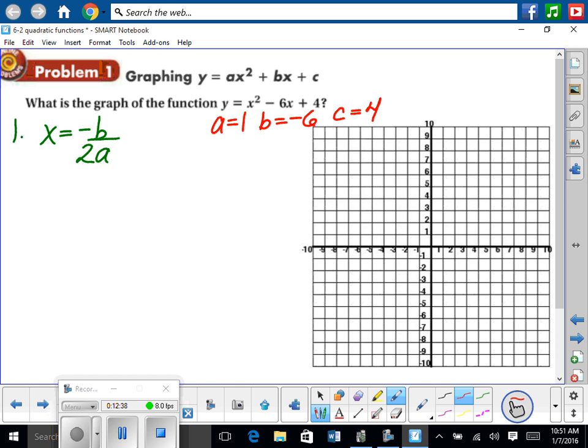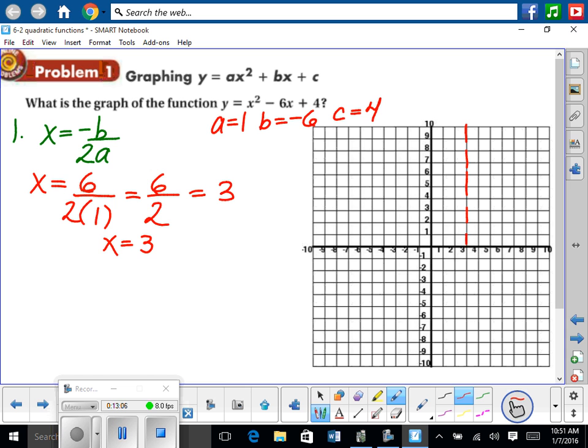Okay, so to find the axis of symmetry, we're plugging in b and a. So we have x is equal to the opposite of b. So the opposite of negative 6, which is? 6. So 6 over 2 times a. A is 1. So what we have here is 6 divided by 2, which is equal to? 3. So x is equal to 3 is our axis of symmetry. So find that value, x is equal to 3, and draw in your axis of symmetry.